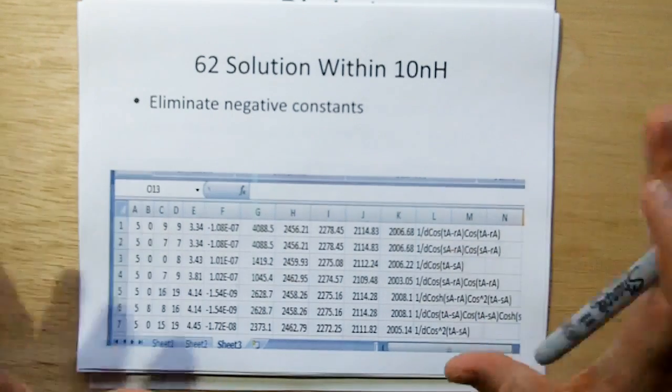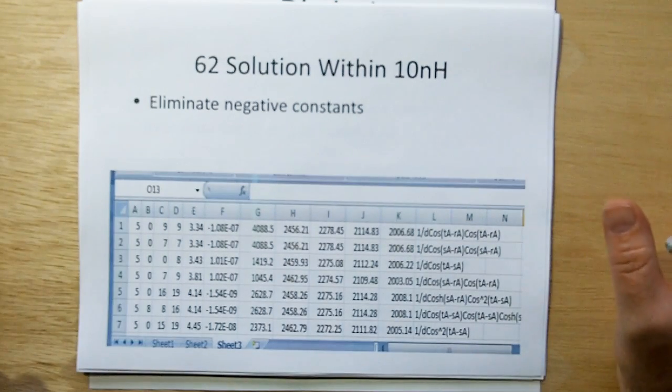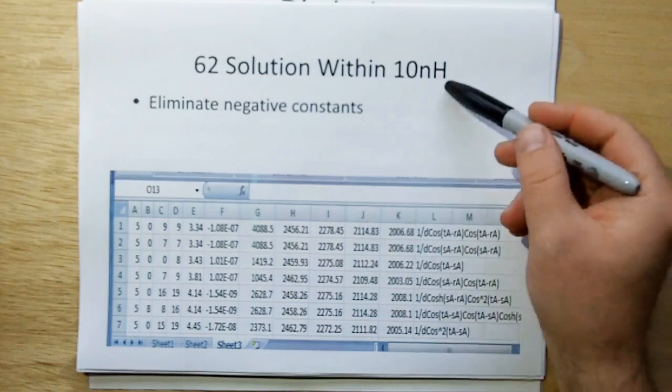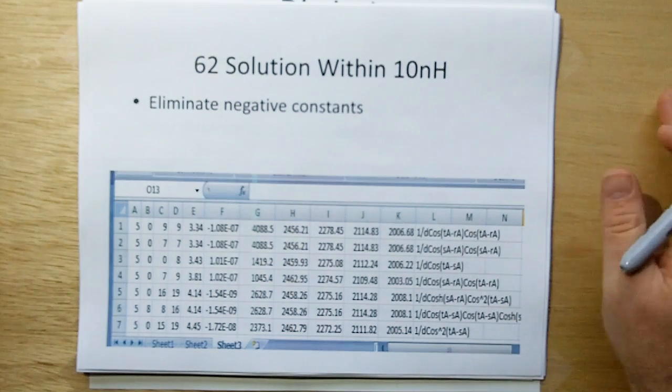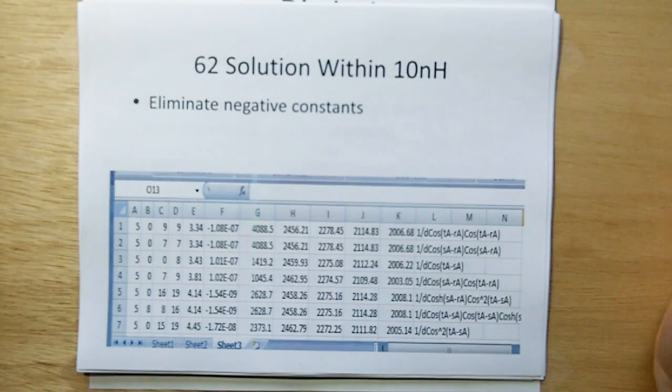The first thing we're going to do, we got 62 solutions that came, and this is interesting. We got 62 mathematical models that fit the experimental data within the measurement accuracy, which I'm estimating to be 10 nanohenries. I mean, that's just phenomenal.